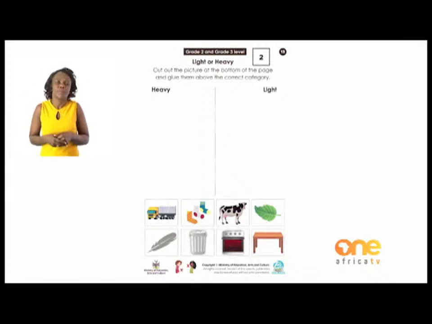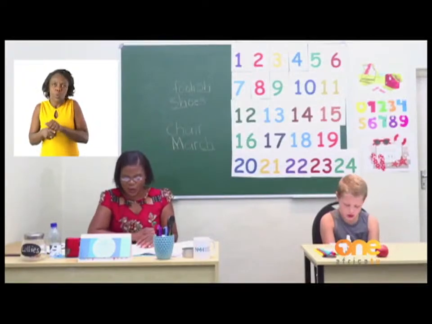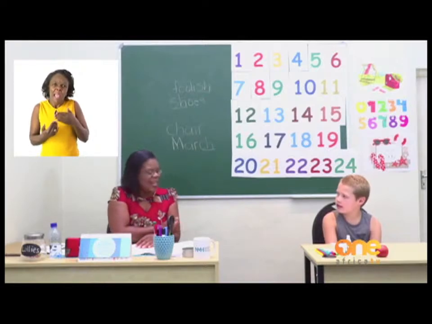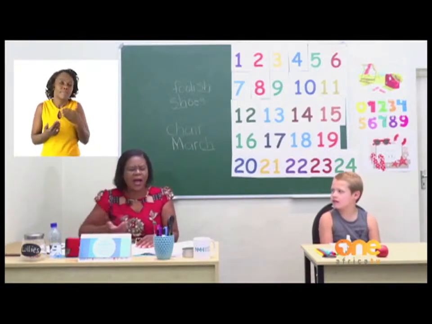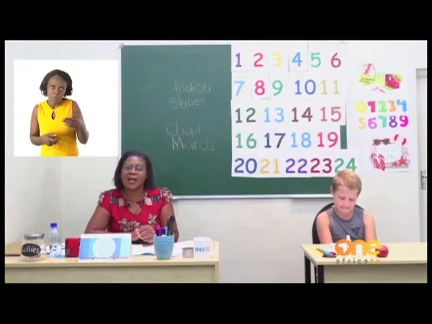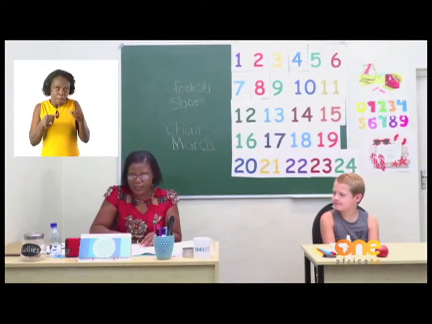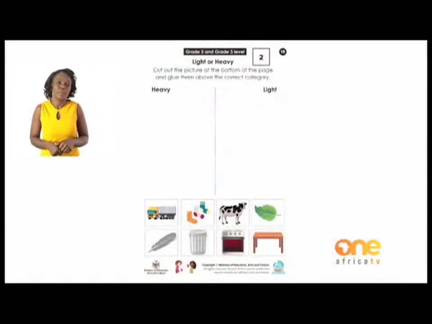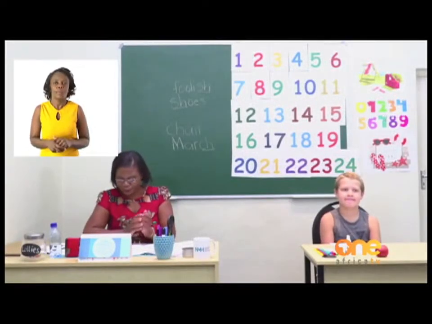And we go to the next object. What is the next object? They are my socks. Those are your socks. Are the socks heavy or light? What do you think? They are light. I can lift them up without having to use much of my strength. Therefore, the socks are light. I'm going to cut my socks nicely with my scissors and paste it on the right-hand side under the column of light. So, do the rest of the objects in the same way.